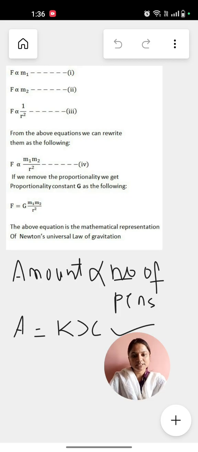Like this, in a simple way, we can make our students understand why we are adding the constant of proportionality in these types of cases.